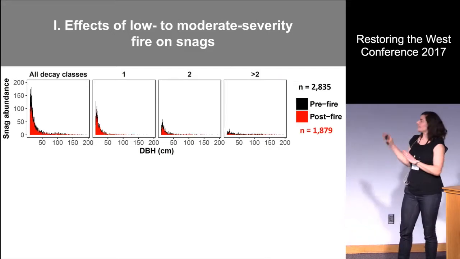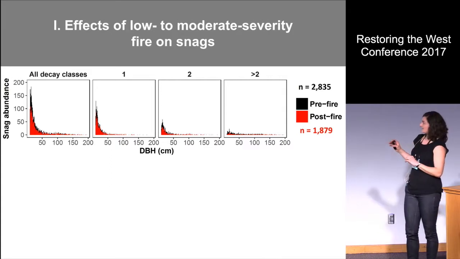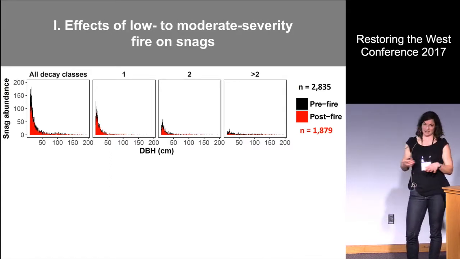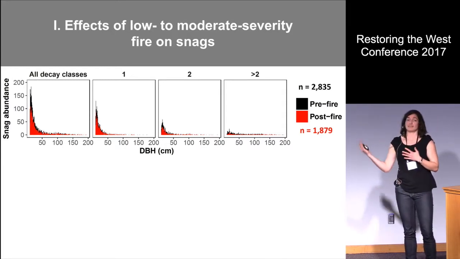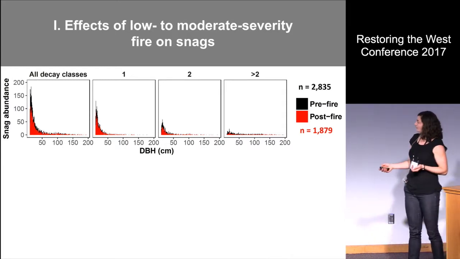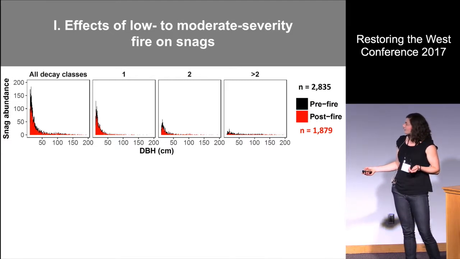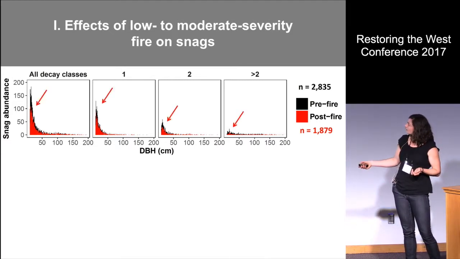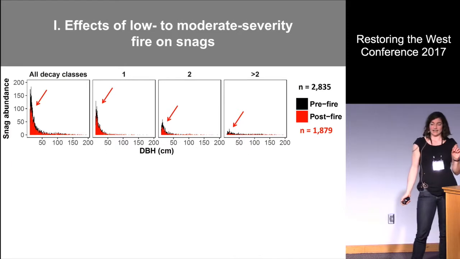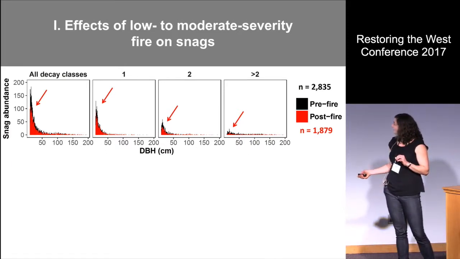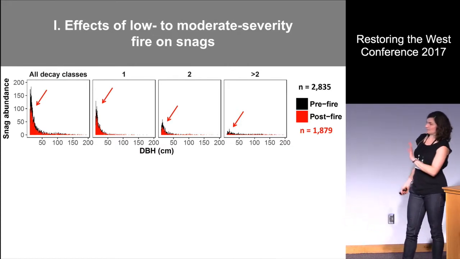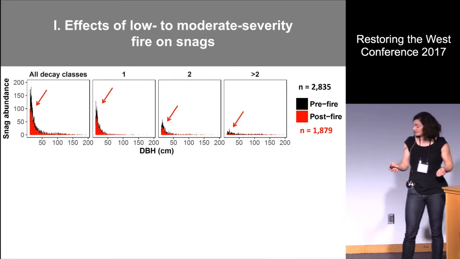Okay, so here I've superimposed in red on top of the pre-fire diameter distribution the snags that persisted through the fire. So you can see where the black line is here, where the black is, those bars represent snags that were consumed. And you can see that snag consumption is weighted toward the smaller diameter classes.